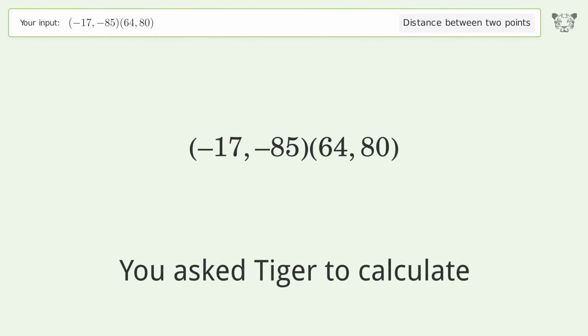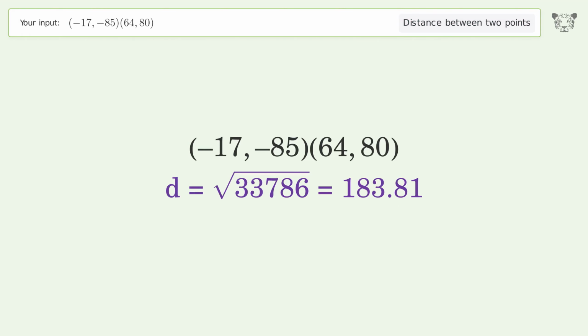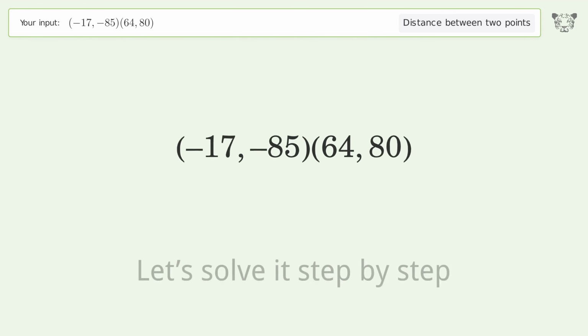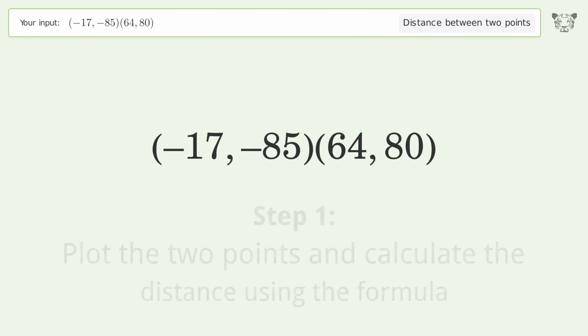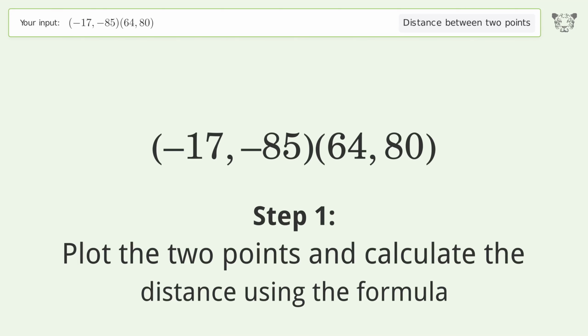You ask Tiger to calculate. This deals with the distance between 2 points. The distance between the 2 points is the square root of 33,786, or 183.81. Let's solve it step by step. Plot the 2 points and calculate the distance using the formula.